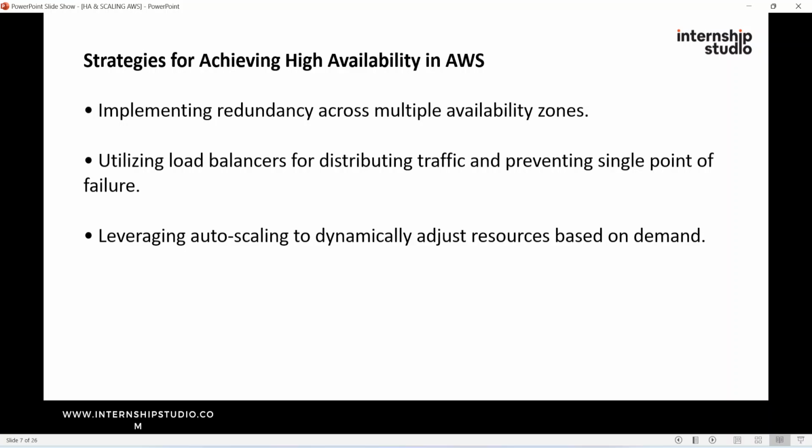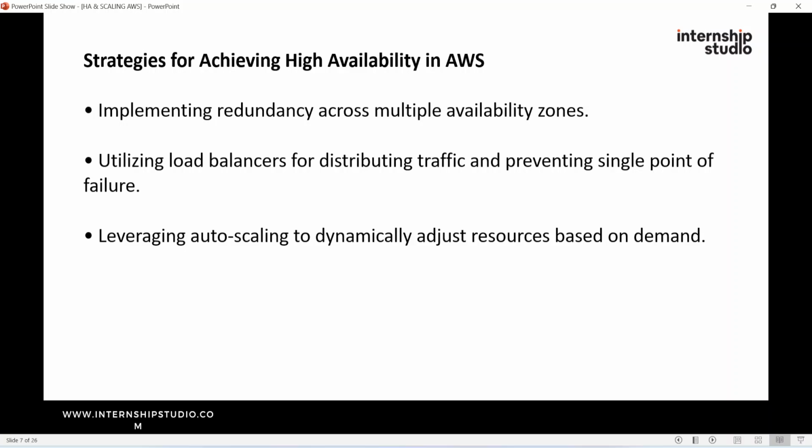So there are a couple of strategies for achieving high availability in AWS. The first thing is implementing redundancy across multiple availability zones. We can leverage the concept of deploying resources to multiple availability zones instead of a single one, to ensure the application is always fault tolerant.